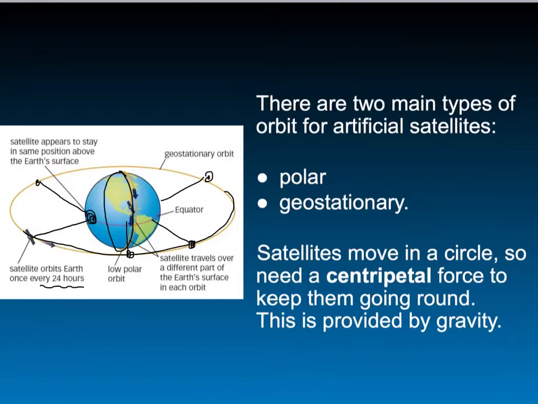Okay, now satellites are moving in a circle. We saw that before. Because they're moving in a circle, they are constantly accelerating, and also because they're moving in a circle, they need a centripetal force to keep them going round. Now this is provided by gravity. If there was no centripetal force, then the satellite would fly off, so it wouldn't be kept within its orbit.